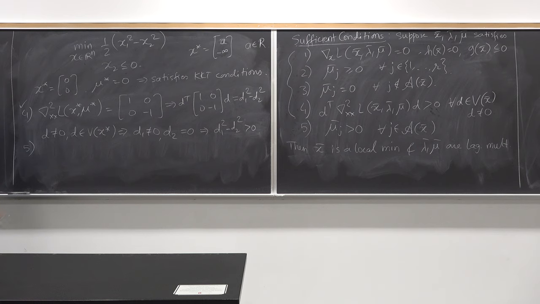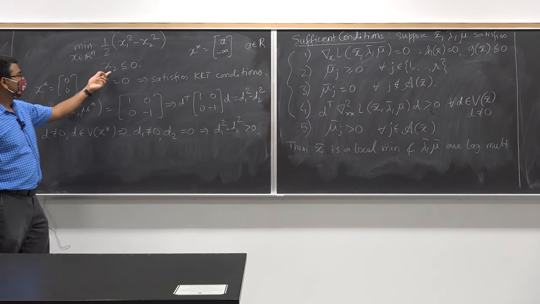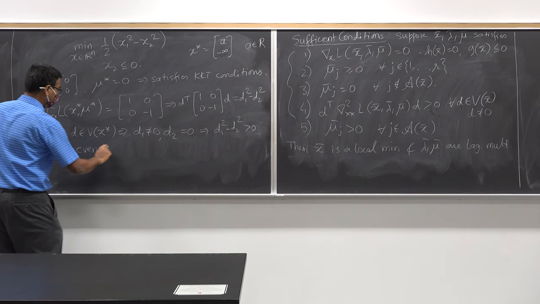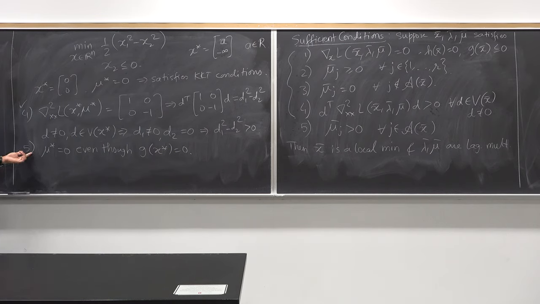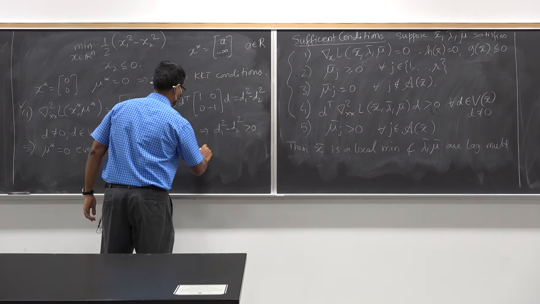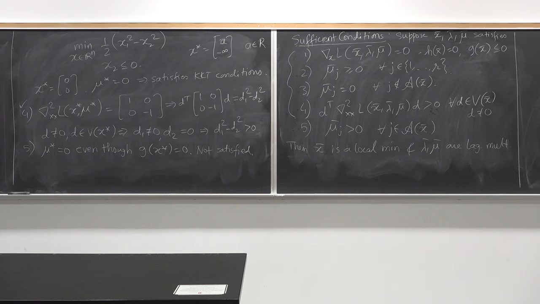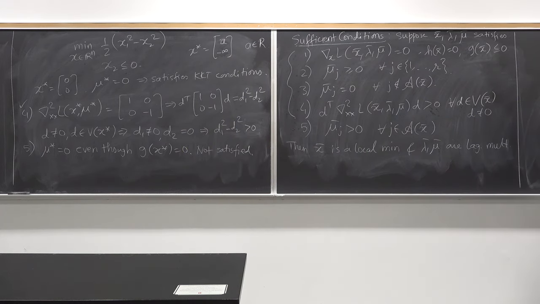The fourth is satisfied. Fifth, mu star has to be greater than 0 for all active constraints. So when x2 star is equal to 0, the constraint is active, but mu star is equal to 0. So mu star is equal to 0, even though g of x star is equal to 0. So 5 is not satisfied. So the fifth condition is actually a very important condition in the set of sufficient conditions for optimality.